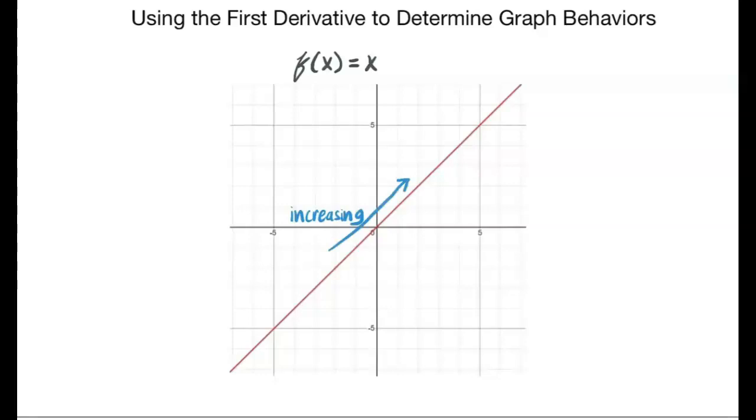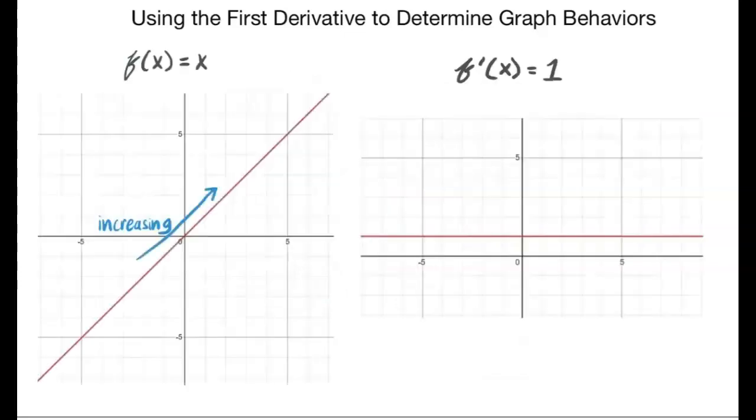Exactly. Now let's look at what this means for the first derivative of the function. The first derivative of f of x equals x is f prime of x equals 1. Let's look at the graph of this. We can see that no matter what the x value is, the first derivative is always equal to positive 1.